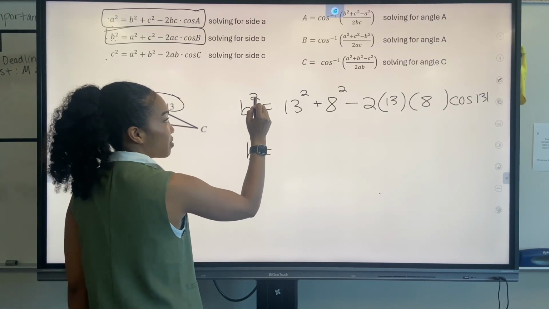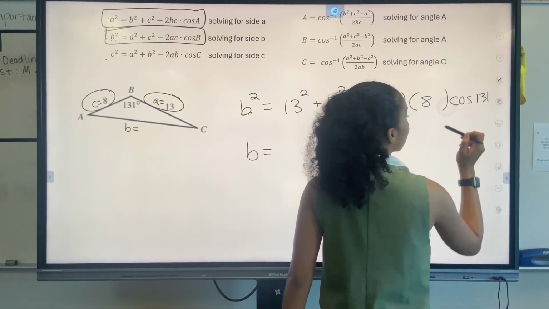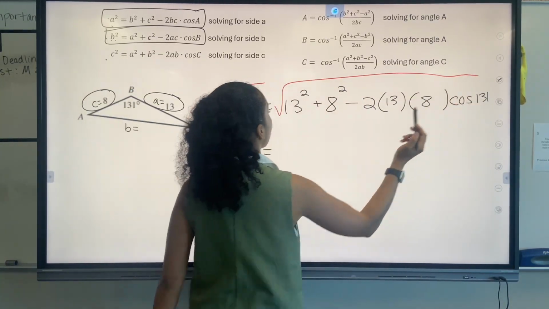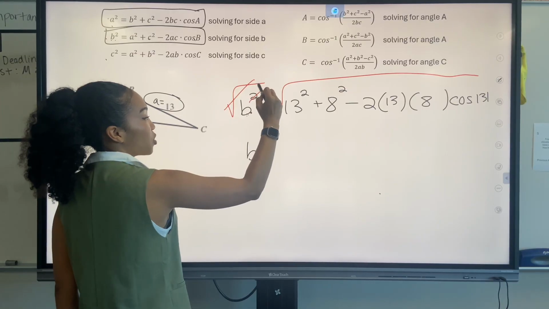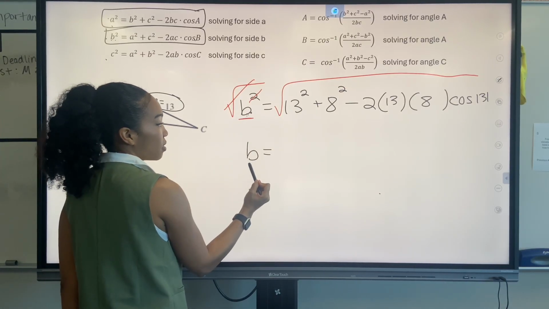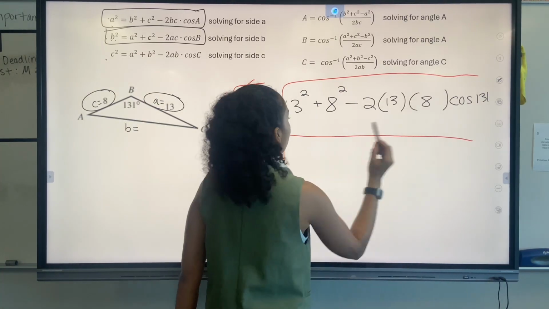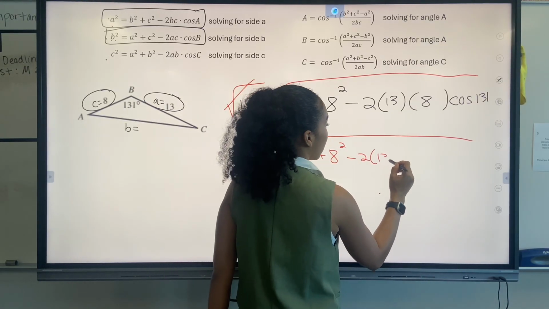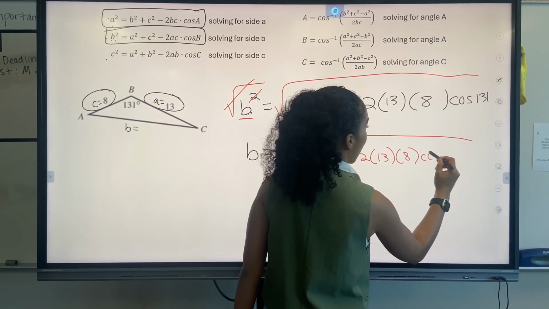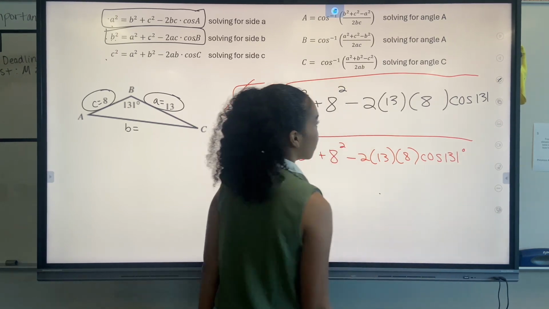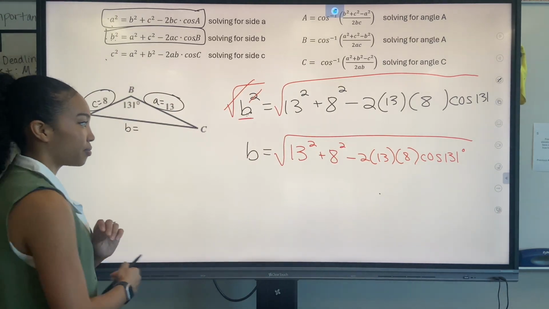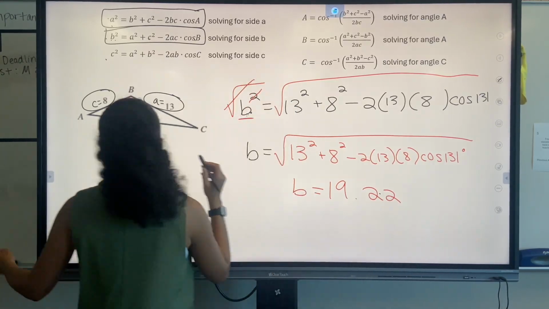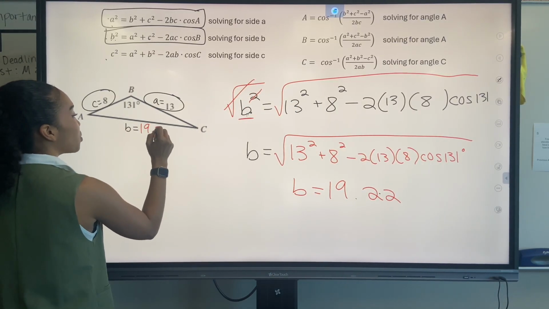All right, now, I do not want B squared, I just want regular B. So how do I get rid of this squared? Square root it. So I'm gonna square root both sides. The square root will cancel out with the squared, so I'm left with just B equals all of this. So this is what you're gonna type into your calculator. This will give you the length of side B. Let me know what you get. Thank you, 19.22. So that is side B, 19.22.